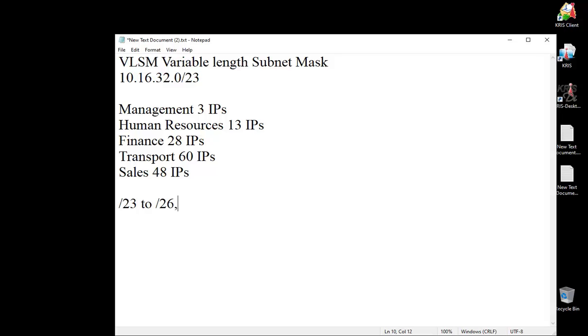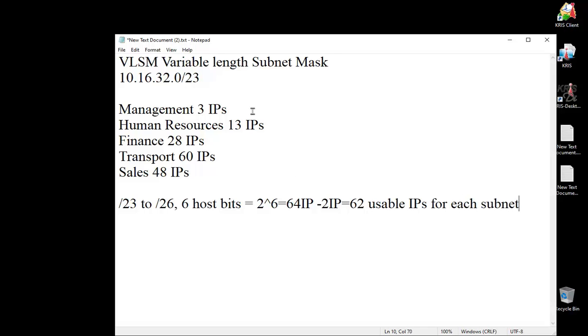And when we do that, I will have 6 host bits, which will give me 2 to the power of 6, which is 64 IP. And if I minus 2 IP, which are the network address and broadcast address, I'll be having 62 usable IP addresses for each subnet.